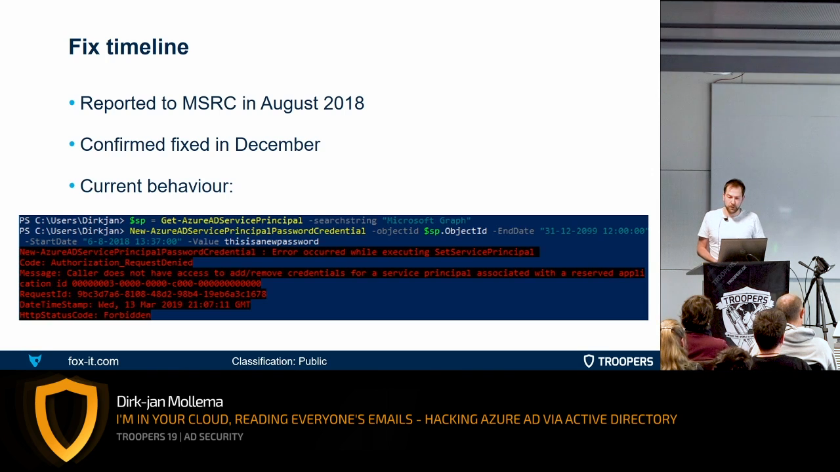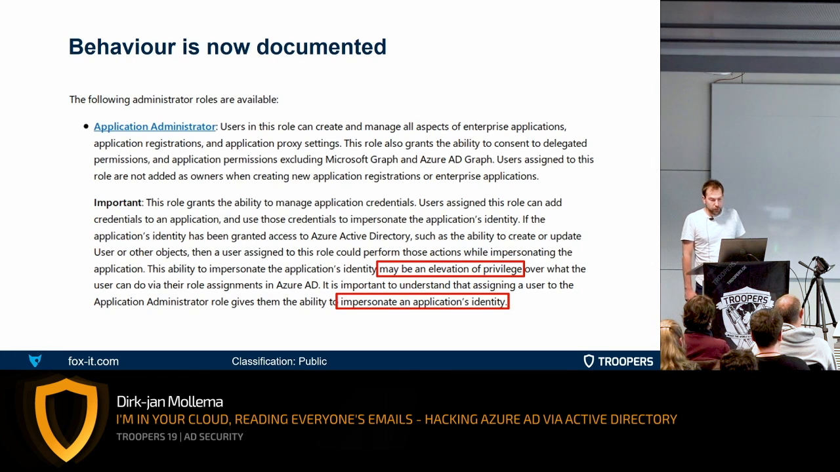And currently, if you try to assign a credential to built-in applications that Microsoft considers high privilege, then you will get this error. It says, I'm not sure if it's readable, but you don't have access to add or remove credentials for the service principal associated with the reserved application. Also, they have documented this behavior. So before I reported this, it wasn't there. So the application administrator can possibly elevate privileges if there are applications that he has control over that have more rights than him. There are some risks remaining.